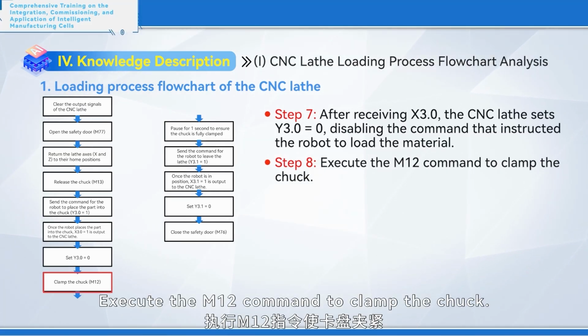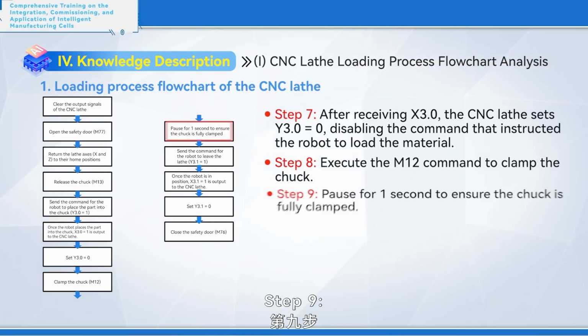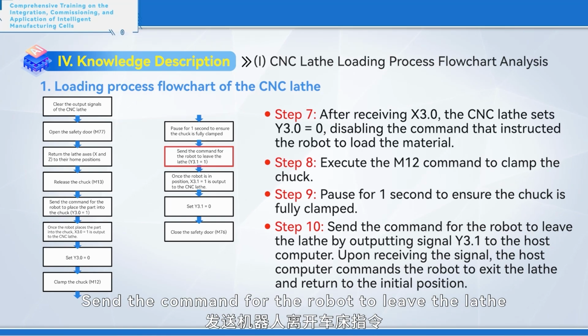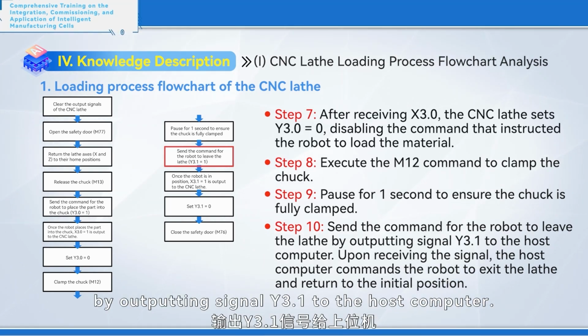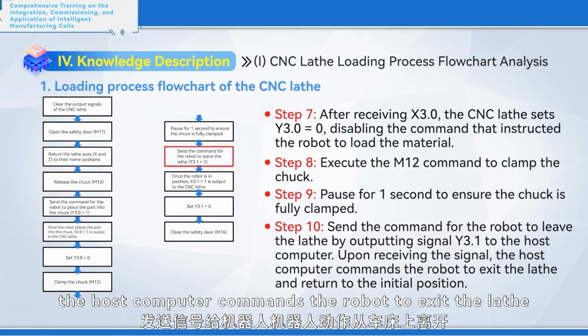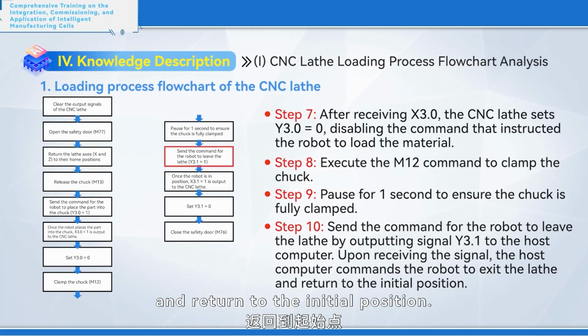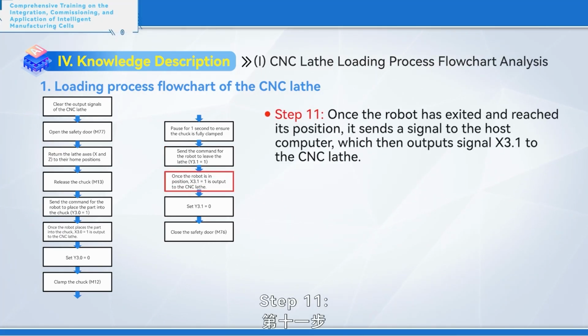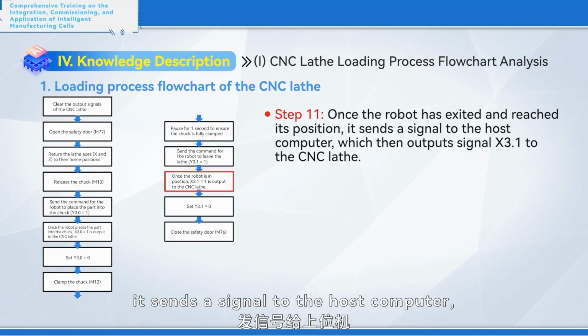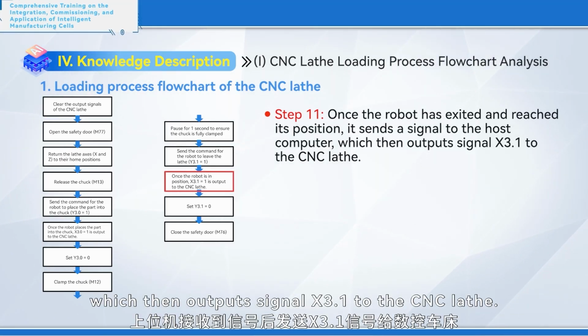Step 8. Execute the M12 command to clamp the chuck. Step 9. Pause for 1 second to ensure the chuck is fully clamped. Step 10. Send the command for the robot to leave the lathe by outputting signal Y3.1 to the host computer. Upon receiving the signal, the host computer commands the robot to exit the lathe and return to the initial position. Step 11. Once the robot has exited and reached its position, it sends a signal to the host computer, which then outputs signal X3.1 to the CNC lathe.